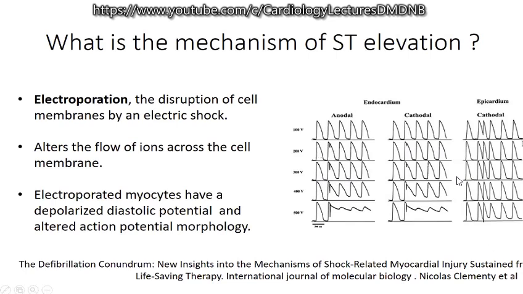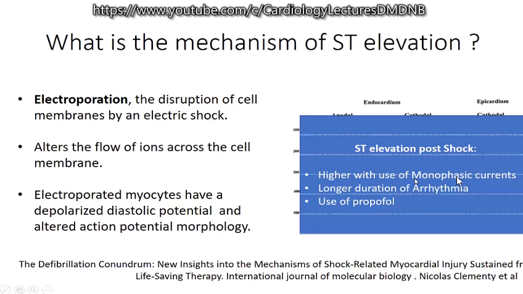So this picture I have put up is from an endocardial shock. Here you can see in the endocardium there is an altered depolarized diastolic potential and an altered action potential, whereas the epicardium is completely normal. This difference in the action potential morphology as well as the depolarization wavefront results in the transient ST elevation.